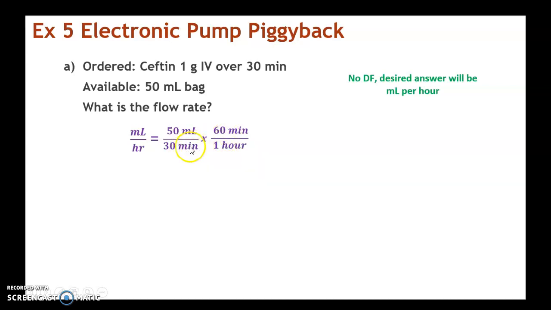Again, if you've got minutes on the bottom, you're going to have minutes on the top of your next fraction so that they can cancel out. And that's going to leave you with milliliter on top, hour on bottom, right? And that is our desired answer. So we know we're done stacking up fractions. Now we're ready to do the math. We do 50 times 60 and get 3,000. And we have a 30 on the bottom. So that should work out to give us 100 milliliter per hour.